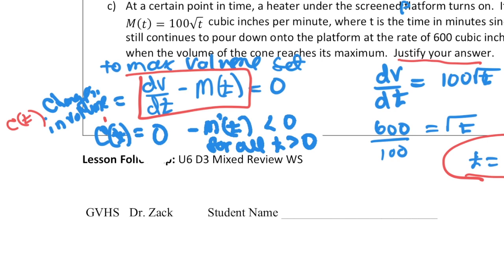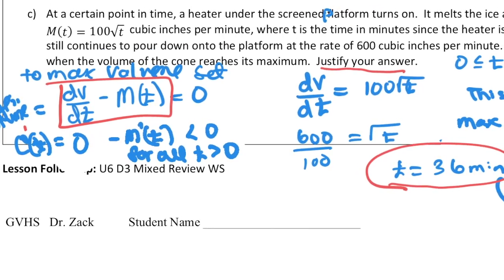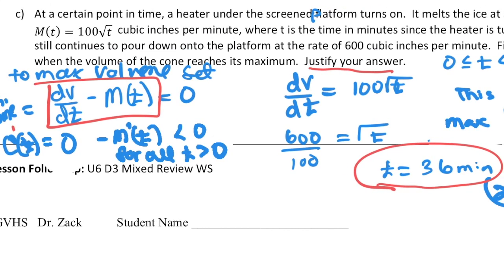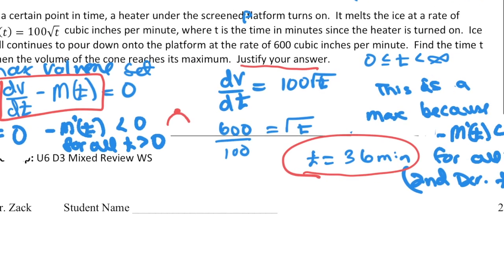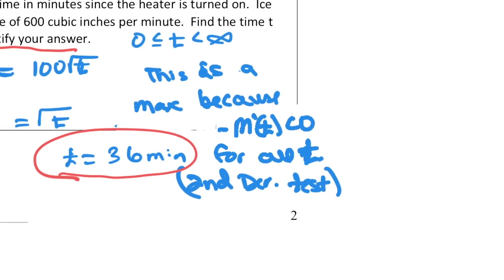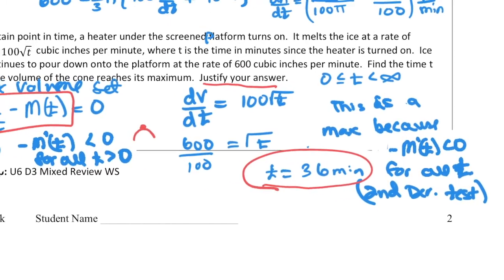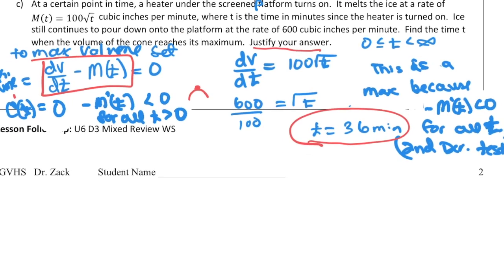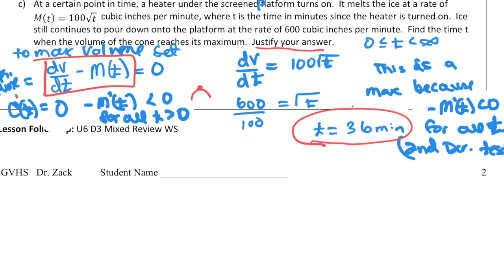But the derivative of m prime of t is always less than 0 for all t, which if it's less than 0, that made your function concave down at the critical point. So we know that t equals 36 is where the maximum occurs because negative m prime of t is less than 0 for all t through the second derivative test. So make certain when you justify your answer, you're either using the first derivative test or the second derivative test. You can also use your extreme value theorem if you have endpoints.